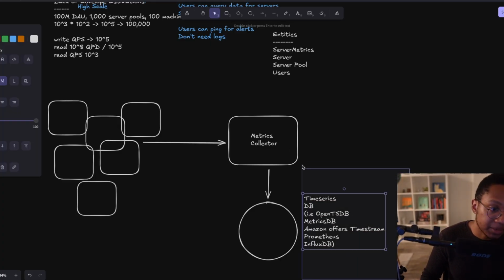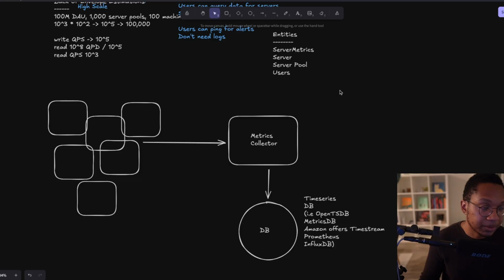if you ever wanted to build this out for real, you could for sure do it, and most likely for very cheap. So we do have our DB, and then we're going to be storing these things. So we're going to have like server ID, server pool ID, server metrics, and it's going to have the time that it got that metric and everything.